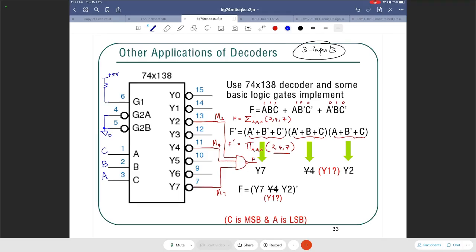That way I get this function in that order, A being the most significant and so on. So I have to connect the inputs in this way and then take 2, 4, and 7, run them through a 3 input NAND gate to get my function F. F, of course, now will be an active high output.